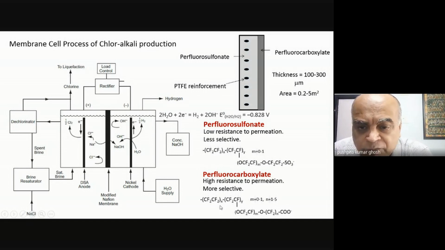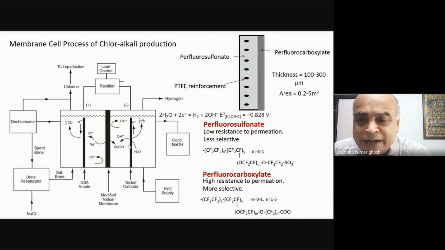Now, very interesting, when they were doing these studies, what they found is that this sulfonate type has a low resistance to permeation, meaning it allows ions to pass through very well. But the problem was that it was less selective for sodium ion transport. In the carboxylate case, they found that the flux was very poor, meaning the permeation rate was very poor. That was a disadvantage, but it was very selective to sodium ion transport.